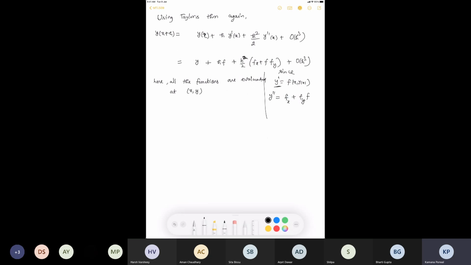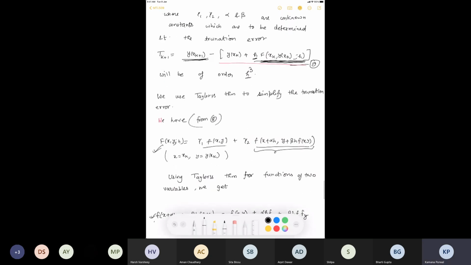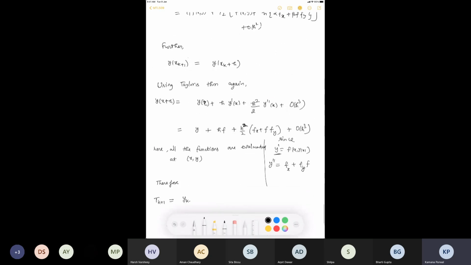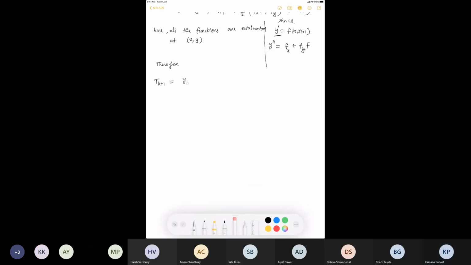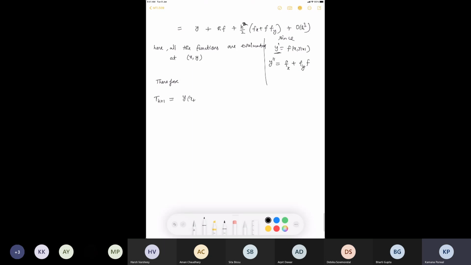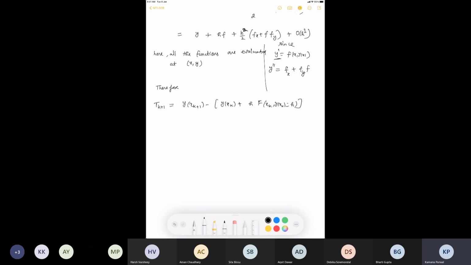All right, so now we have everything. So we can just simplify the truncation error. So t_{k+1}, which is y_{k+1}. Sorry, what I wrote here. Yeah, this is correct. y at x_{k+1} minus y at x_k plus h times f of x_k comma y at x_k, right? So let me simply take this term y.